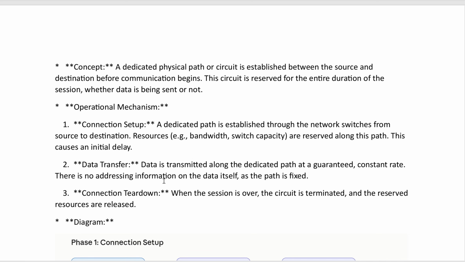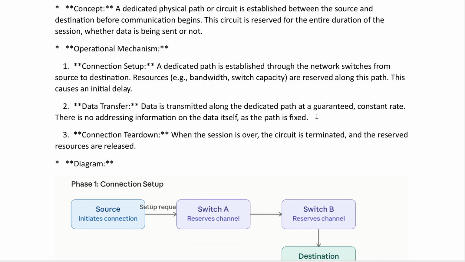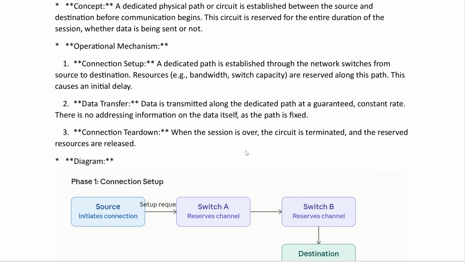The second step in circuit switching is the data transfer. That is, the data is transmitted along the dedicated path at a guaranteed constant rate. There is no addressing information on the data itself as the path is fixed. The third step in circuit switching is the connection teardown. When the session is over, the circuit is terminated and the reserved resources are released.